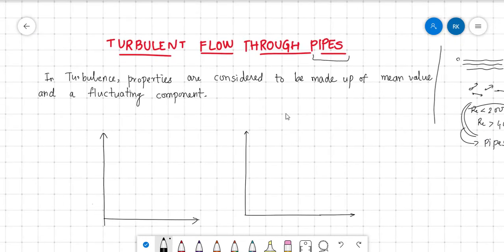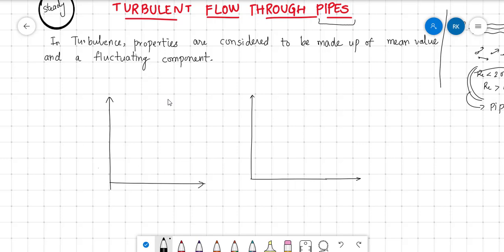In case of laminar flow, we used to assume that the flow is steady. So assuming that flow is steady, we have analyzed it. In this case also, the flow is assumed steady, but the velocity fluctuates in this way. So the velocity or some properties are considered to be made up of a mean value and a fluctuating component. That means there is a mean value, and about this value, there is a fluctuation of the components or properties.